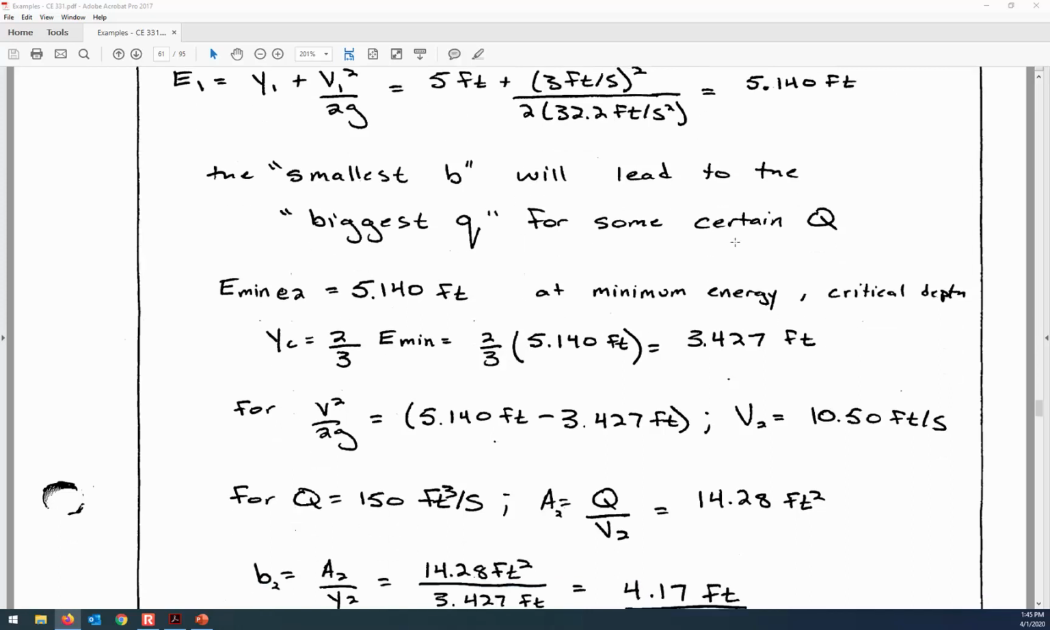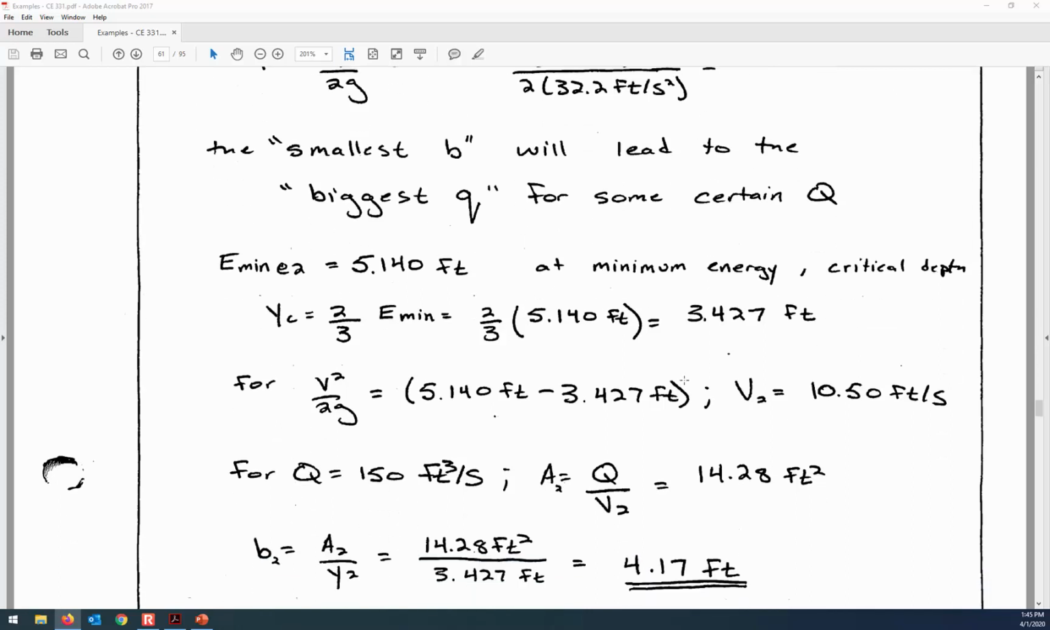Okay, so the last part of it is, if we know the cross-sectional area and we know the flow depth is 3.427 feet, because that's the critical depth that we solved, it's going to be flowing at that depth, and that means the channel width is 4.17 feet.